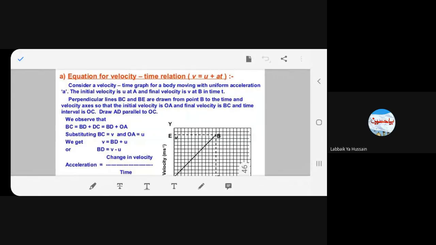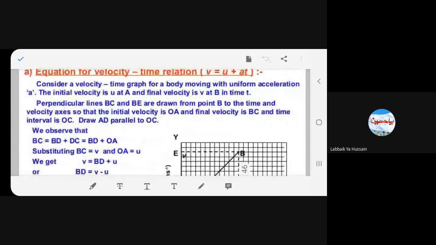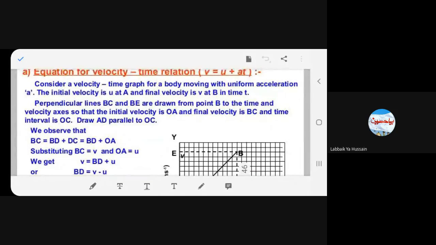Now we will see a velocity-time graph for any body which is moving with a uniform acceleration. Now, if I say acceleration, what does it suggest? Difference in velocity, which is v minus u per unit time, isn't it? This is acceleration. Do you agree with me?